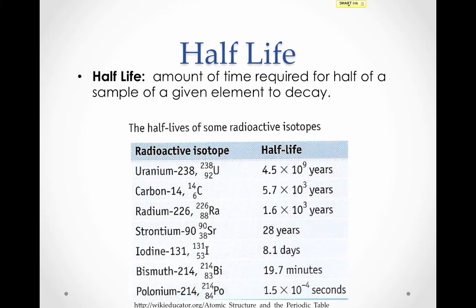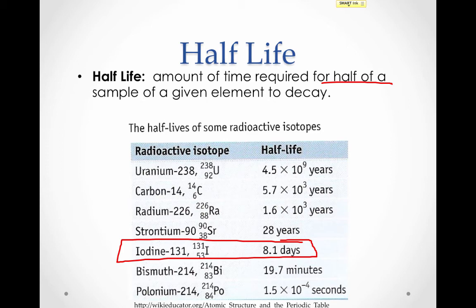In terms of time, we can use the idea of half-life to quantify the amount of time it takes for half of a sample of a given radioactive element to decay. So for instance, here's some half-lives of some common isotopes. It takes 8.1 days for a sample of iodine-131 to decay by half.